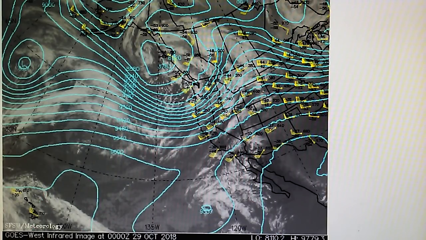Here's the 300 millibar map. We see a closed low right there. By tomorrow, this will be gone because of the manipulation, the satellite transmitter manipulation. See the squiggly isobars. This is all weather manipulation.